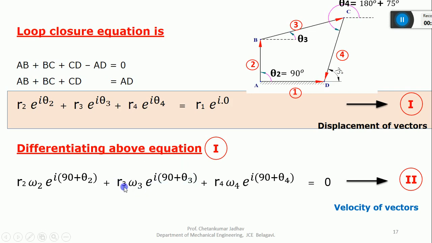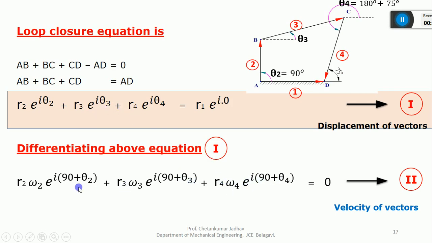So from the formula only I'm writing directly. No need to differentiate once again. Again, it will take one page or two pages. So directly you can write, when you differentiate this one, you'll get this formula. Just take that formula, r omega e raised to i(90 plus theta). If it is link number 3, just write 3 here. If it is 4, just write 4.